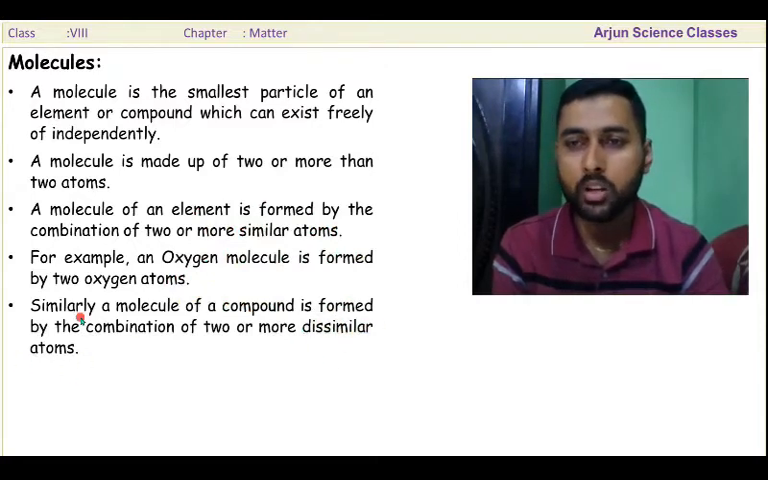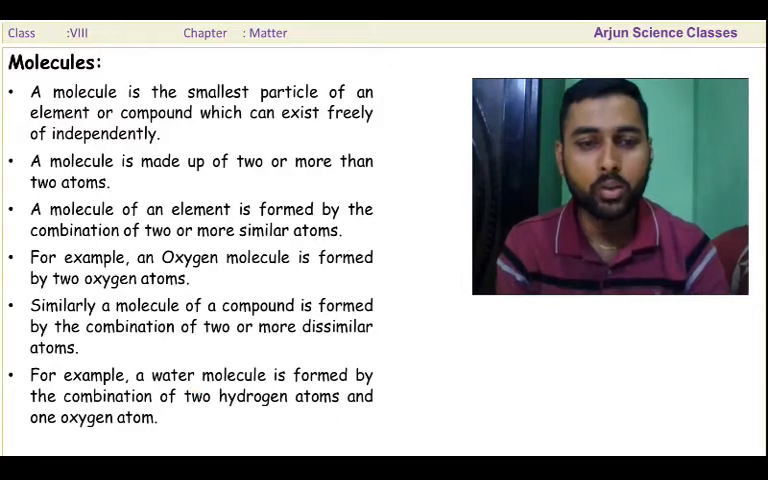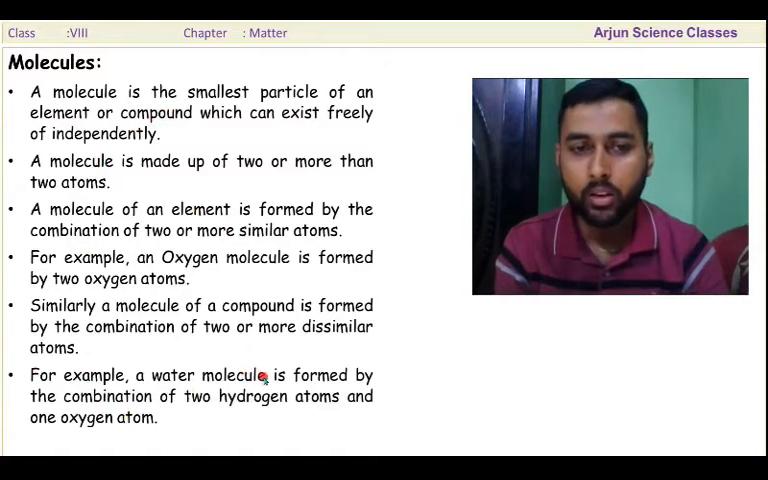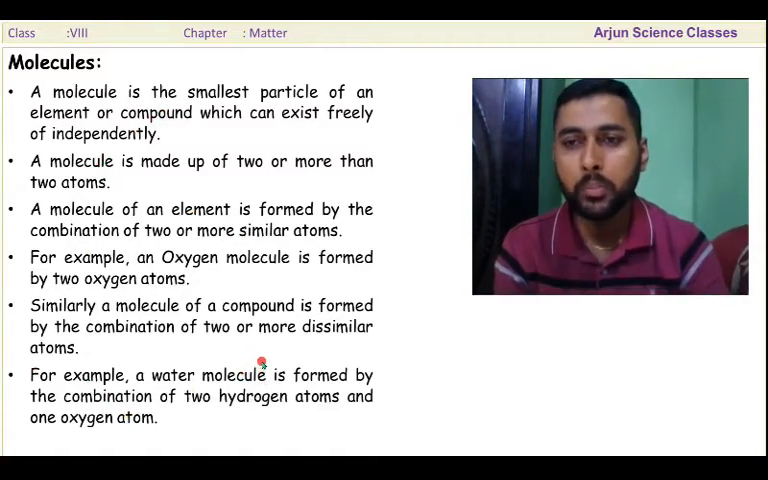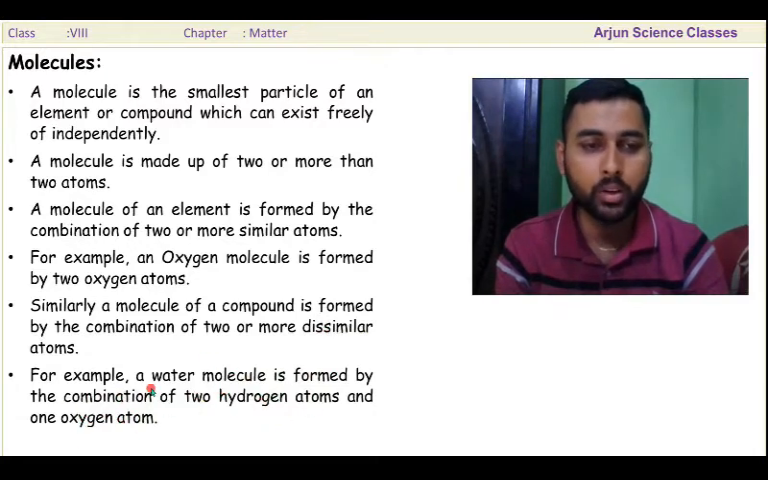What do you mean by atom? An atom is the smallest particle of an element which can take part in a chemical reaction. For example, a water molecule is formed by the combination of two hydrogen atoms and one oxygen atom. Dissimilar atoms mean one hydrogen atom and another oxygen atom. These two atoms are dissimilar. An atom of hydrogen differs from an atom of oxygen, which we have already discussed.